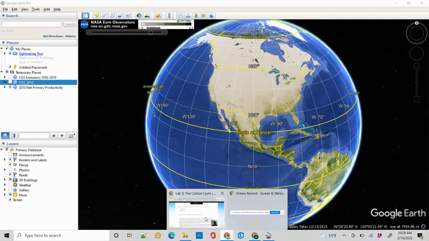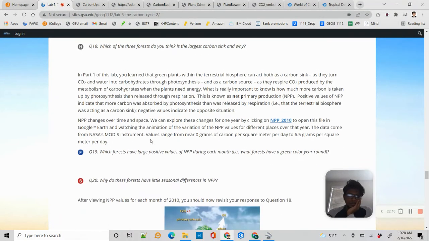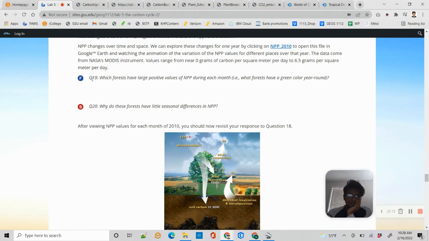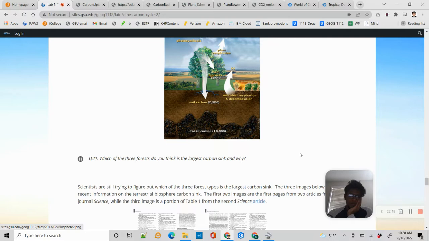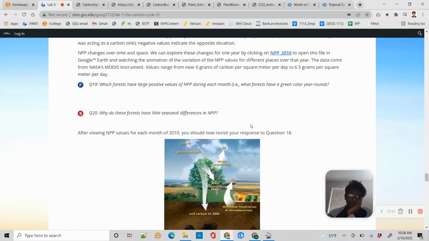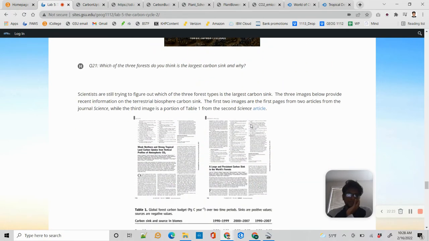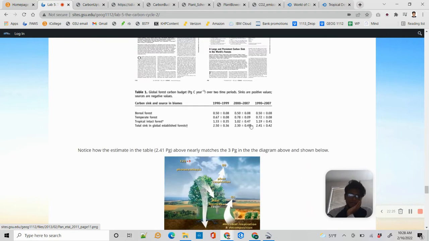So that's another thing, and you can answer your questions 19 and 20 based on that. Then, which of the three forests do you think is the largest carbon sink and why? The same question, question 18, question 21. Answer it based on your understanding.